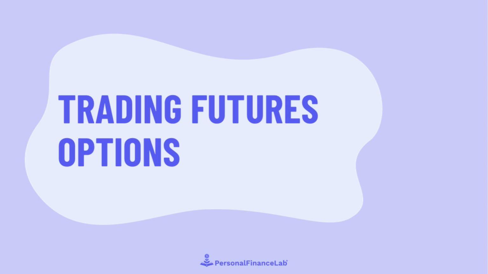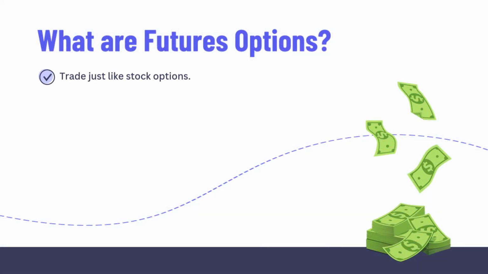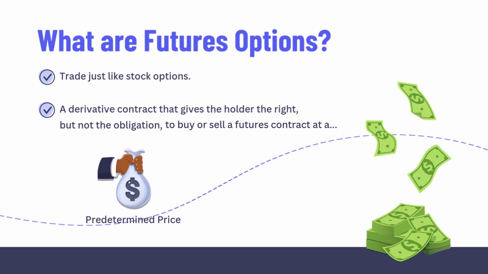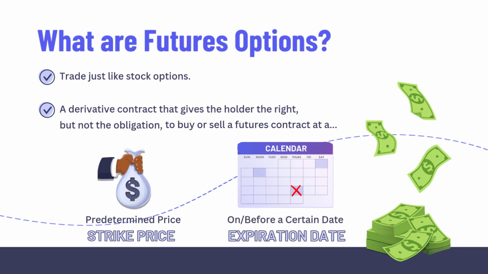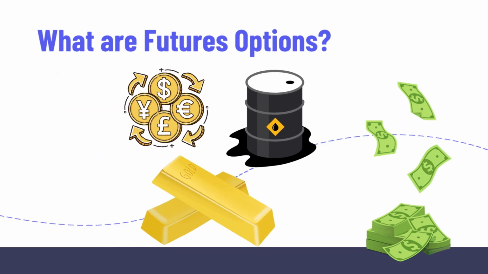Welcome to this tutorial video on making a futures options trade on PersonalFinanceLab. Futures options trade just like stock options. Futures options are derivative contracts that give the holder the right, but not the obligation, to buy or sell a futures contract at a predetermined price, strike price, on or before a certain date, expiration date. The underlying asset of a futures option is simply the futures contract itself.